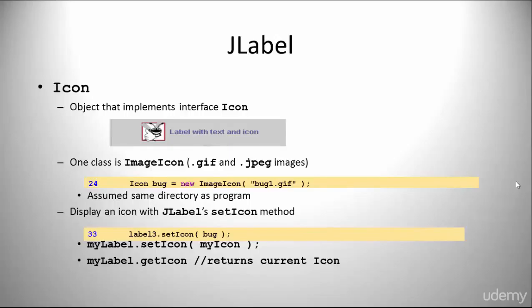We have the icon. This is an object that implements the interface Icon. One class is ImageIcon. Here is an example assuming the same directory as the program. We can display an icon with JLabel's setIcon method.